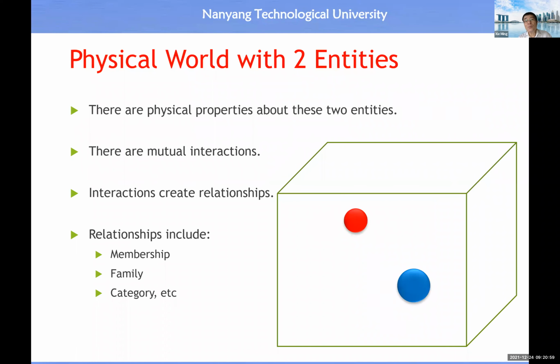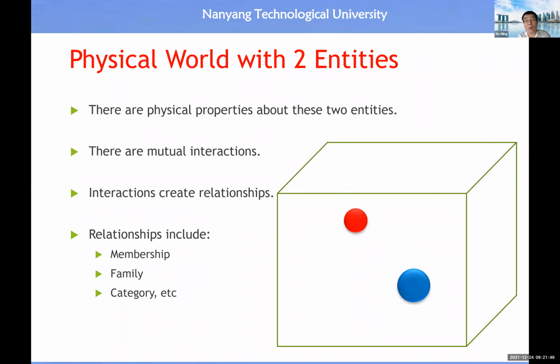Once we have two entities inside the physical world, then we can talk about property plus constraint. And the constraint is due to the presence of property. For example, the red sphere has a mass. The blue sphere has a mass. Due to the property of mass, there is a gravitational force acting on this pair of masses. And due to the constraint of gravitational force, eventually there is a relative motion between these two entities, and then there's an interaction between these two entities.